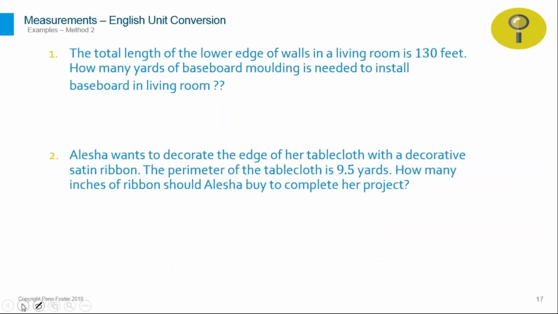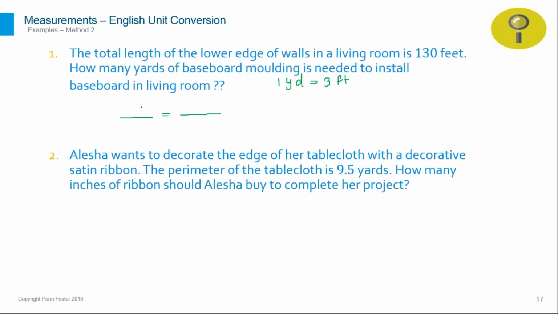Okay, let's look at an example. The total length of the lower edge of walls in a living room is 130 feet. How many yards of baseboard molding is needed to install baseboards in the living room? So again, I need to think about my units. Which conversion factor am I going to use? We have feet and yards. So I know that one yard is equivalent to 3 feet. I'm not going to think about which one is bigger than which one. I'm just going to go ahead and set up my proportion right away.